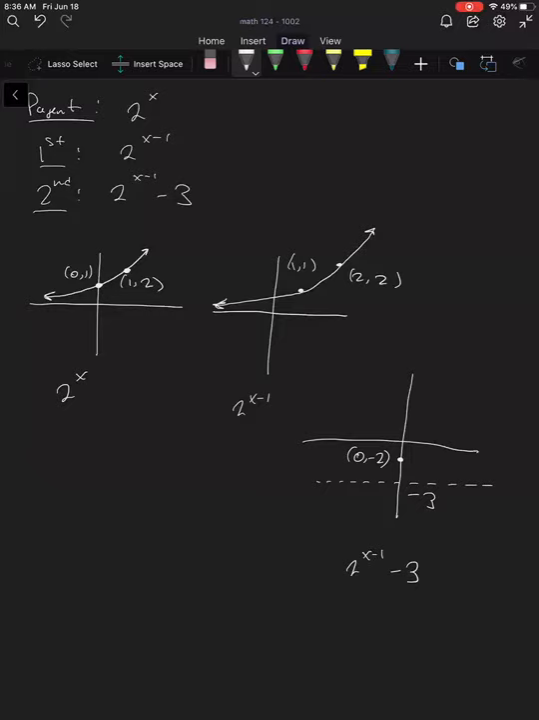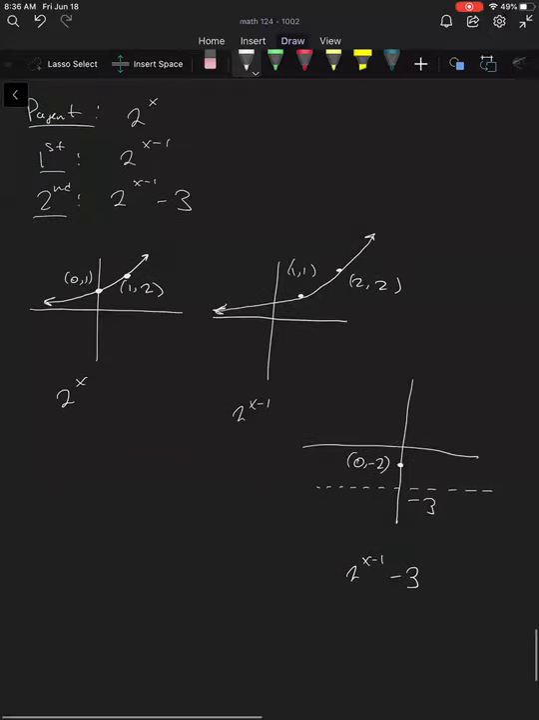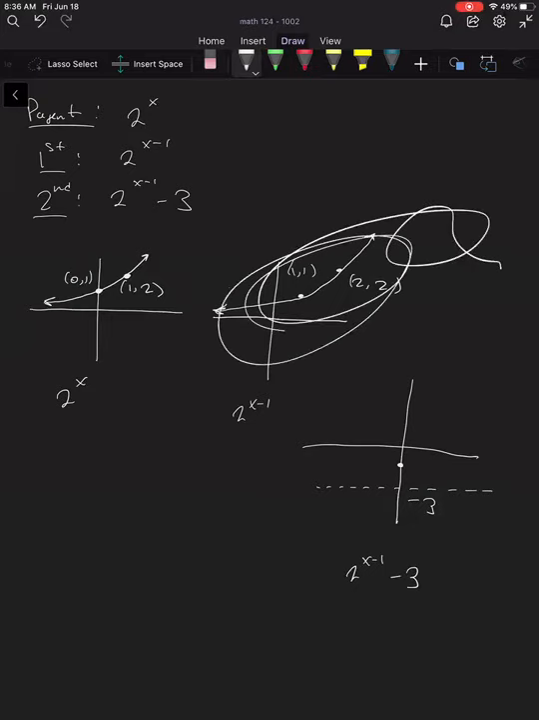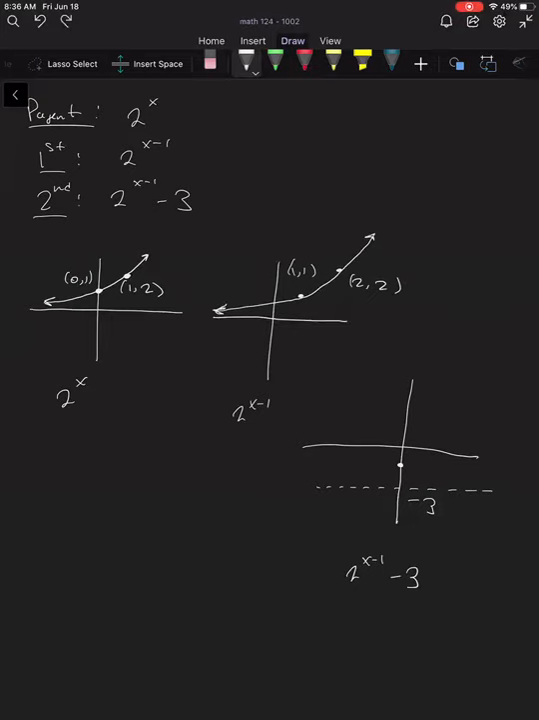2 to the x minus 1 minus 3. So everything gets moved down 3 units. So we take this point up here. Where are we at? Sorry, no, there is no 0, minus 2. We were looking at the wrong graph. Remember, we go to this graph and then we move down to this graph. So we move everything down 3 units from this graph right here. We're going to take this point, this 1, 1, and move that down 3 units. So now that's going to be at 1, minus 2.